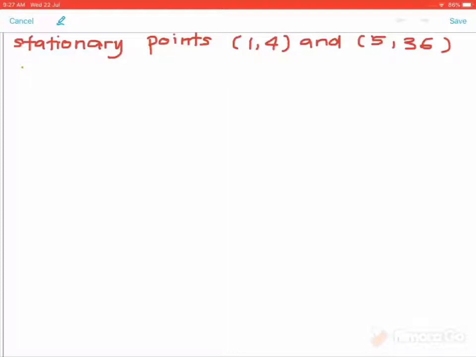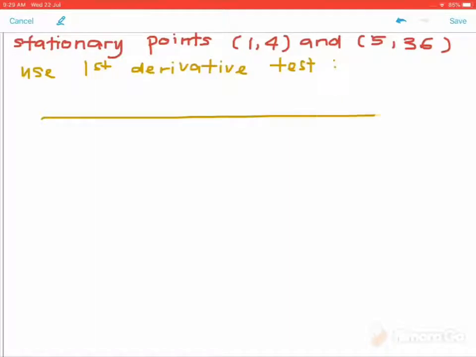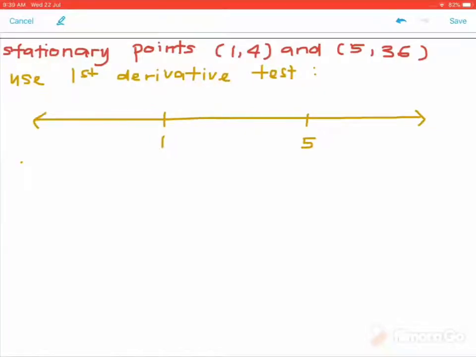After we get the stationary points, now we want to test for the points. For this question, I will use the first derivative test to test the 2 points. To solve by using the first derivative test, some of them will use the number line, or some of them will transform it into a table. Now we want to test for point 1 and point 5. Let us test for the point (1, 4) first.